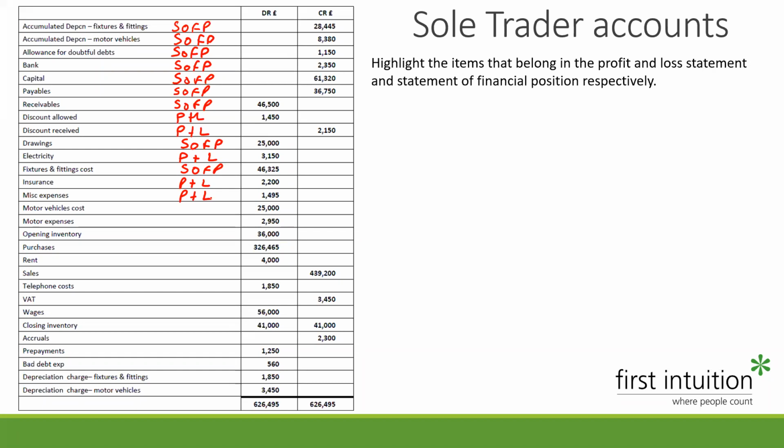Motor vehicles cost. And we've got Catherine, statement of financial position. Yep, fantastic. I think we're really getting the gist of it here, which is brilliant. It's an asset. We know where assets go now. Motor expenses. Now, again, I'm not going to ask you to fill this one in because the clue's in the name. Expenses. Expenses go in the profit and loss.